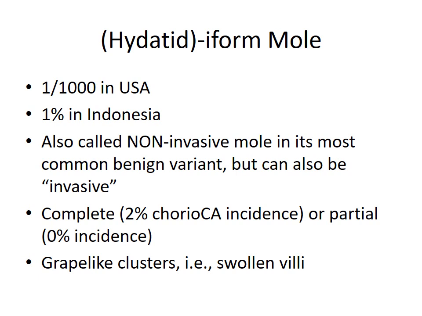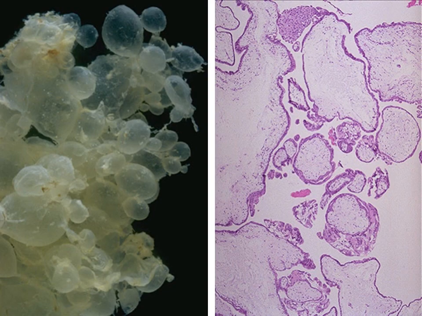Grossly, there is a characteristic picture of a mole. Indeed, the complete mole has grape-like structures or swollen villi that protrude out from the uterine cavity. This is the gross picture. Characteristic, you can see the swollen grape-like villi that can be easily appreciated on the gross specimen.